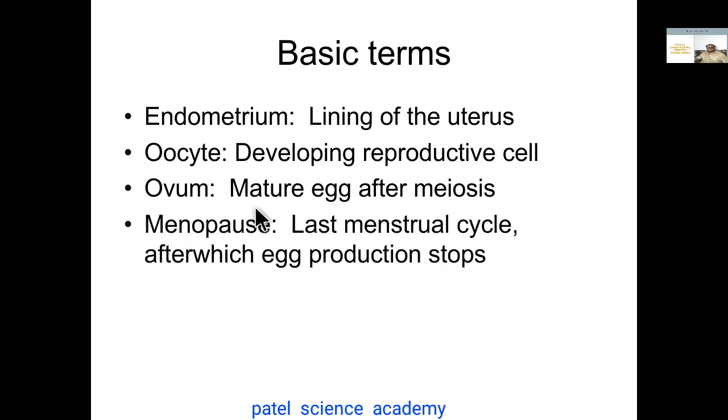Then menopause. What is menopause? It is the last menstrual cycle. Dear students, when puberty starts, meaning when the sexual life starts, that process is called menarche. And when this process stops forever, it is called menopause, because after it, the egg production process stops for a lifetime. So these are some terms: endometrium, oocytes, ovum, and menopause, that are related to this chapter, this topic.